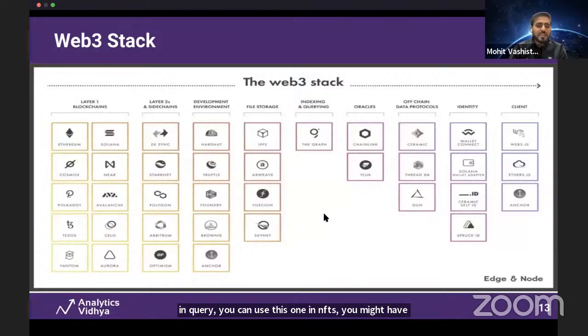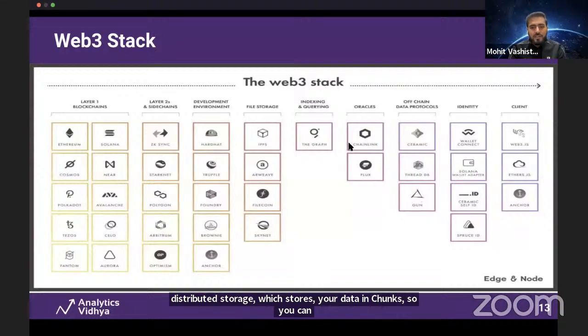So IPFS is a distributed storage. It's not like MongoDB or DynamoDB or SQL or something like that. It's a distributed storage which stores your data in chunks. So you can check about this as well.